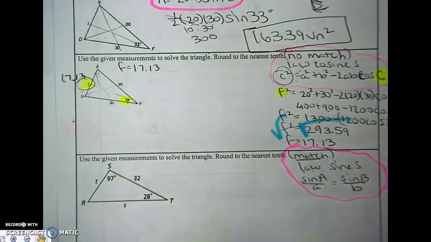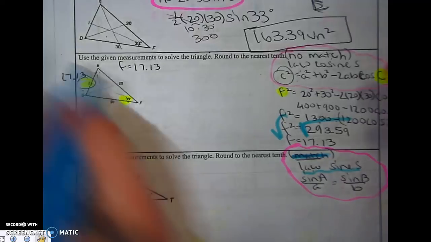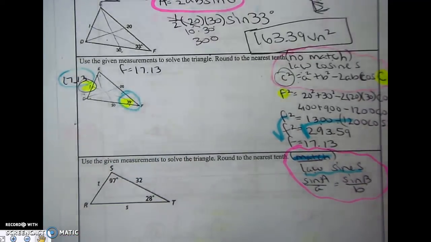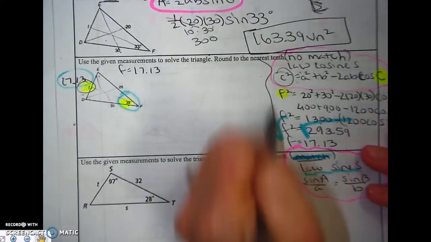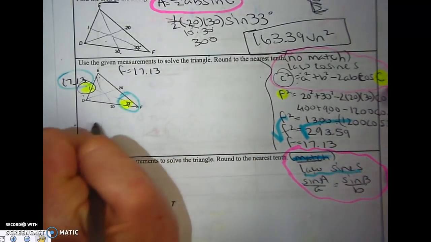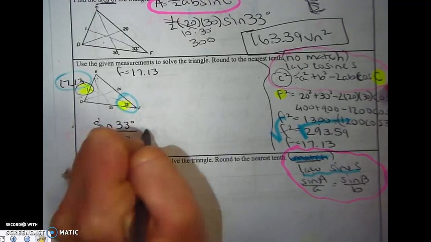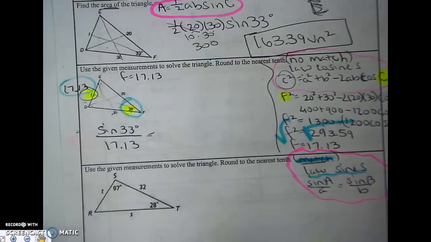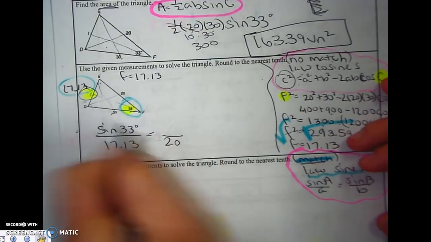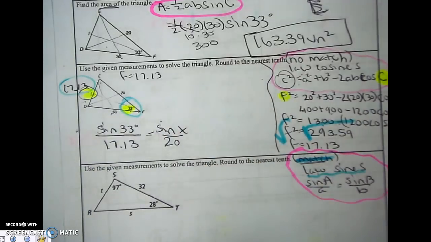Now, you can stick with the law of cosines, but I definitely appreciate the law of sines so much more. As soon as I see a match, I want to do the law of sines. So this is a match right here. So I'm going to use that to get the rest of them. You can continue with the law of cosines, but I think this one's easier. So I'm going to go the sine of 33 degrees over 17.13 equals, and I can pick the 20 or the 30. I'll pick the 20. Make sure side goes with side over sine of x.